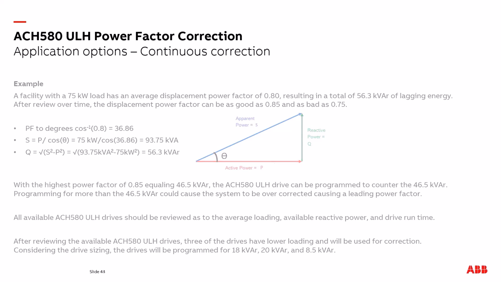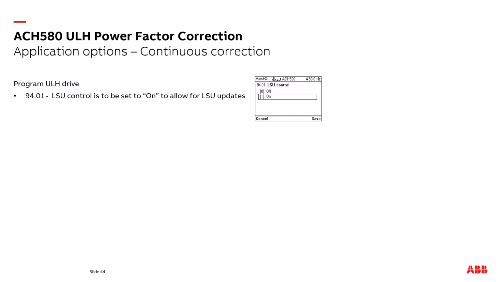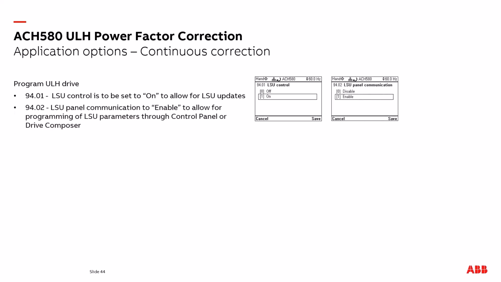So programming for continuous correction is easy on the ULH drive. Really simple. 9401 needs to be set to on, that's default. 9402, your panel communications should be enabled, that's default too. That allows you to change parameters. 9411, the stop delay, we want to set to the maximum point to do the most amount of active correction we can.